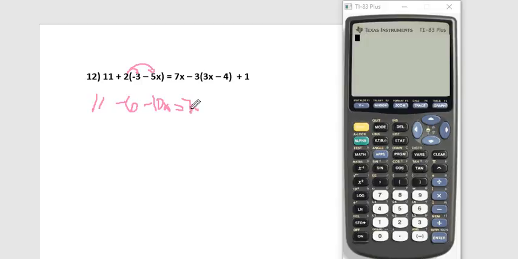7x. Then we have a negative 3. Negative 3 times 3x would be minus 9x. Negative 3 times a negative 4 would be a plus 12. And then we have plus 1.